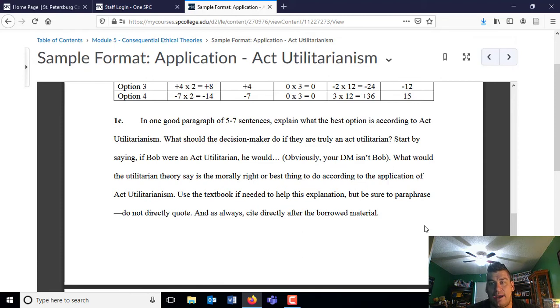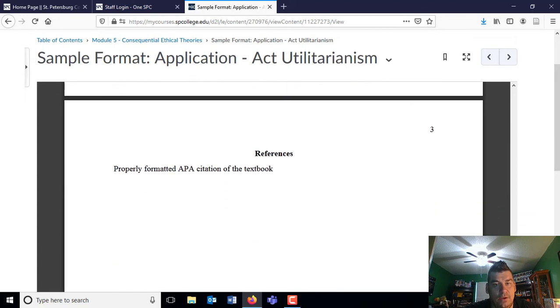I'll be looking for stuff about how it has the highest net utility, your explanation about how, even though Bob is negatively affected, the rest of the people are more positively affected, and it's about the greatest good for the greatest number, etc., etc. You don't have to cite the textbook here for support, but if you do use something specific from the textbook, you do have to cite it again, okay, in this section. And then you'll have your references page with a properly formatted APA citation from the textbook, okay?